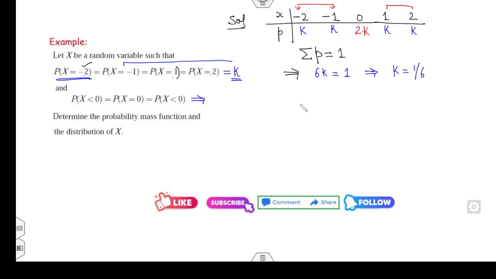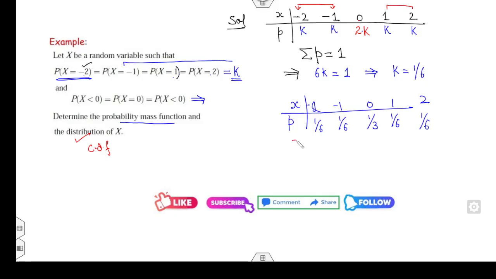Fine. So if you substitute them, your answer will be, find the probability mass function. So it's minus 2, minus 1, 0, 1 and 2: 1 over 6, 1 over 6, 1 over 3, 1 over 6, 1 over 6. Find the distribution, that is my CDF. Write the F. First number same. You can add the next value, 2 over 6. You can add the next value, 4 over 6. You can add the next value, 5 over 6. 6 over 6 is 1, which is the right answer of the problem.